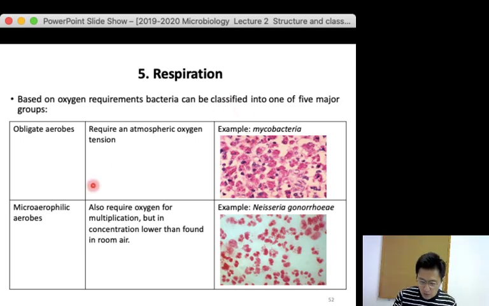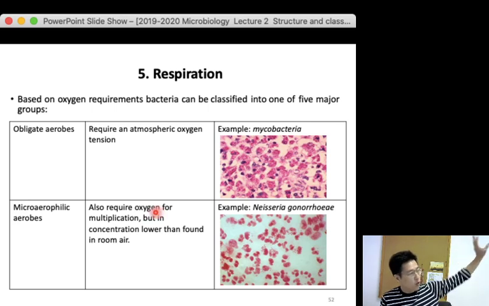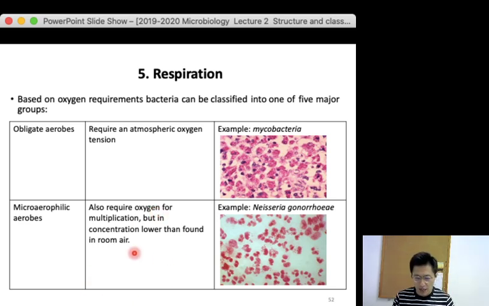Okay, so the second one is the microaerophilic. Philic means they love it. They only require small amounts of oxygen, so they can be found anywhere. For example, in a corner of a room there's some dead air, or very low oxygen. They need oxygen, but only very small amounts.